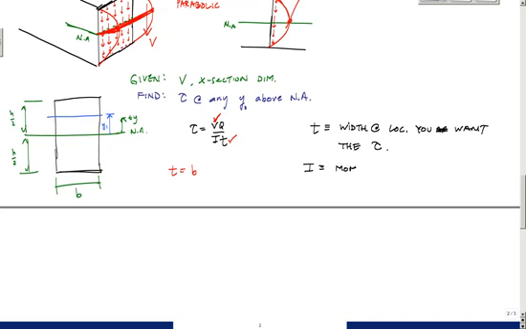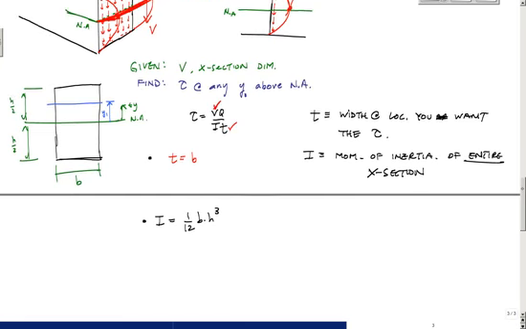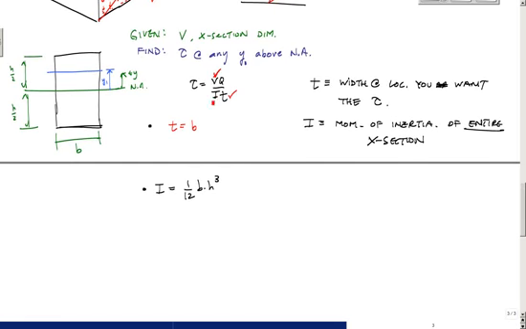And then I is the moment of inertia of the entire cross section. Okay, so you don't want to just take the area above the cut. Let's calculate these properties. First and foremost, t is equal to b, and I is just 1/12 base times height cubed. All right, so that's easy for a rectangular shape. Now, the last part of this, so now we have I done, is Q, the first moment of area.